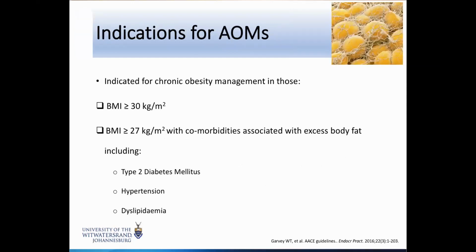What are the indications currently for anti-obesity medications? It's a BMI of more than 30 or a BMI of more than 27 with comorbidities associated with excess body fat. And these include diabetes, hypertension, and dyslipidemia. This is not an all-inclusive list in terms of comorbidities. You can refer to the American guidelines, and they will list multiple other obesity-related complications in terms of severity as well.